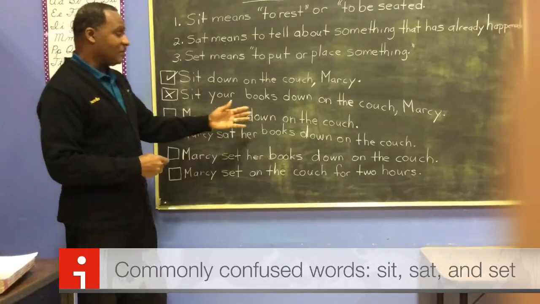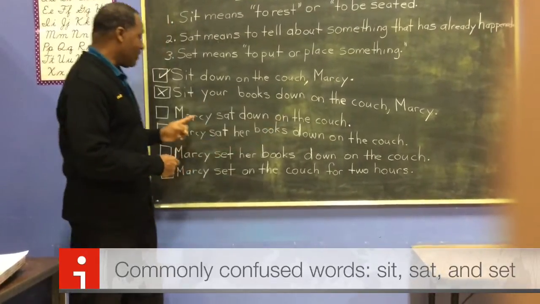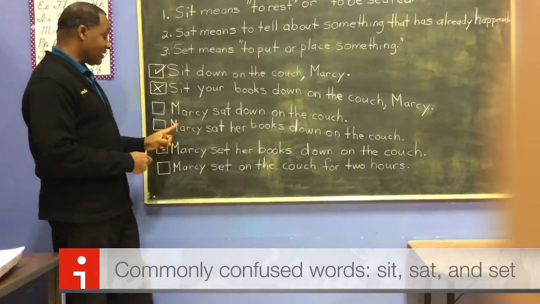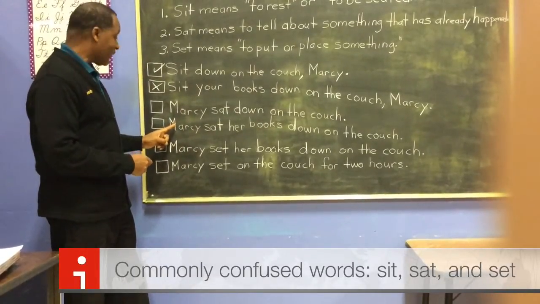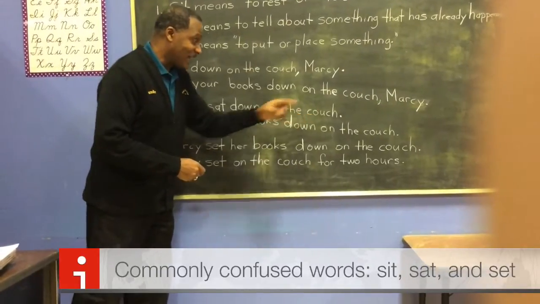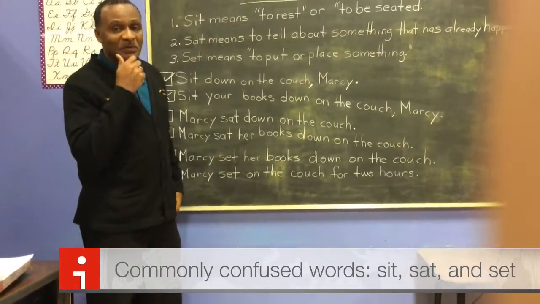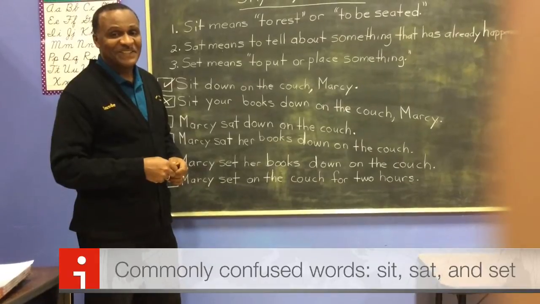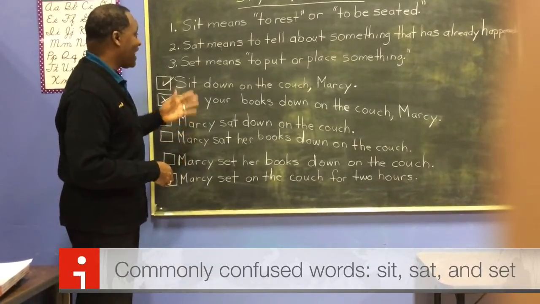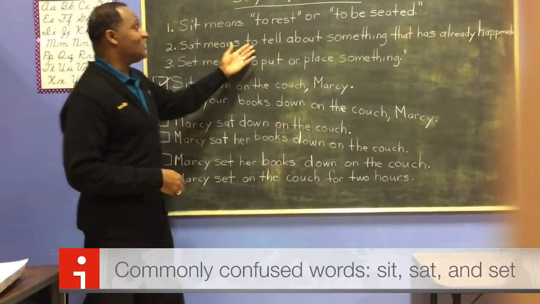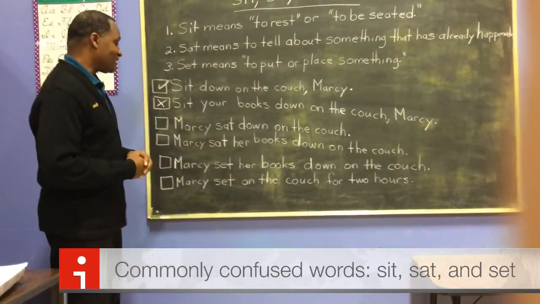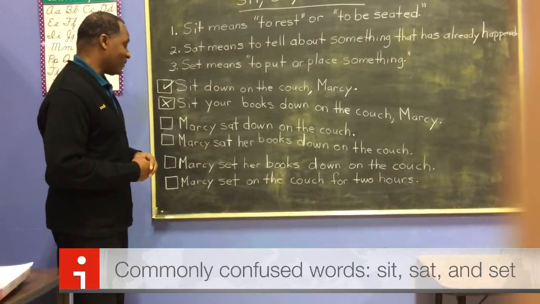Marcy sat down on the couch. And let's see which one is right or incorrect. Marcy set her books down on the couch. Do you know which one it is? Okay, we'll talk about sat. Now, sat means to tell about something that has already happened. Let's look and see which one has already happened.